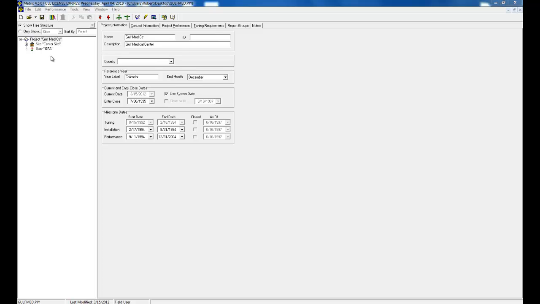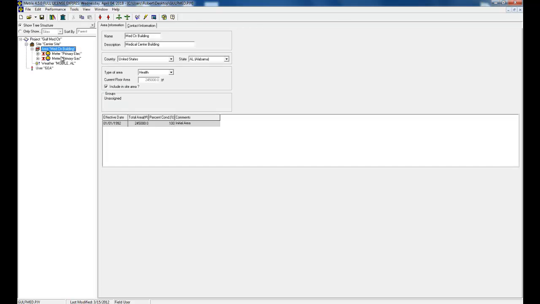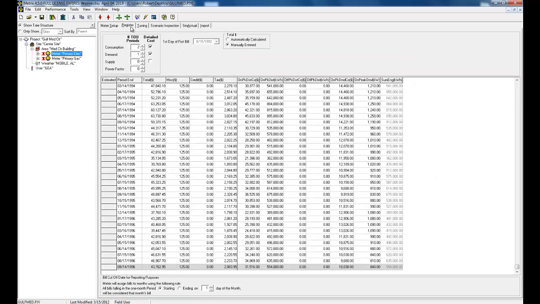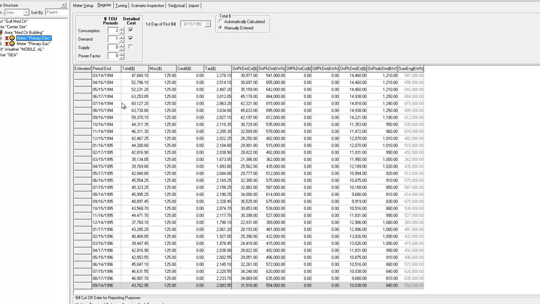To start out, over here on the left hand side is what we refer to as the tree structure. It's what you're going to use to navigate between all of your project level, site level, area level, and meter level. So to start out, if you look at your meter, you're going to go to the register. That's where all of your bill entry is going to take place. I'll be running through all of these terms on this page just so you understand what should be going in each column.